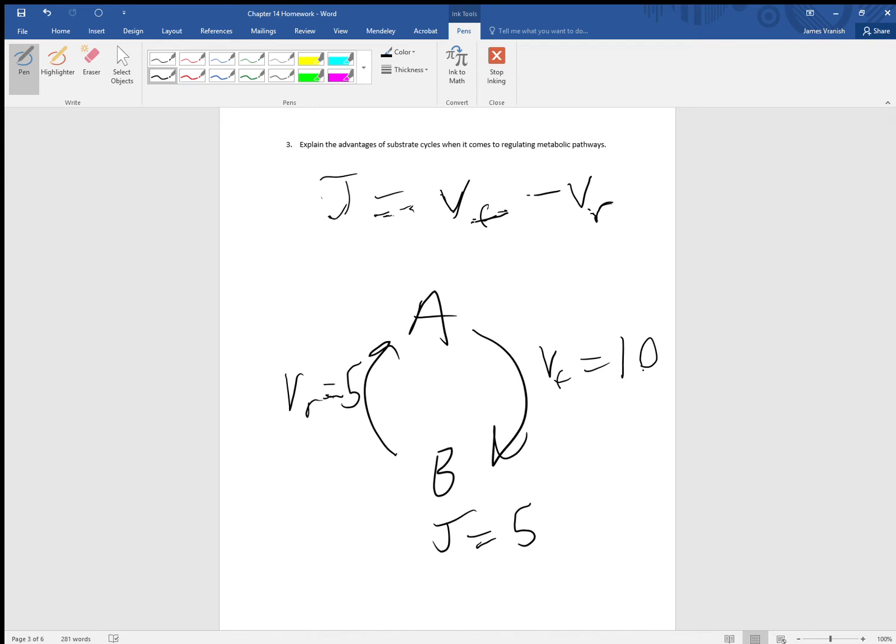Now, if I didn't have the substrate cycle and I wanted to regulate the conversion of A to B, I could change the forward velocity by 2. So let's just say I decrease this by a factor of 2, so I'm going to divide by 2. And so I could get a change in that forward velocity of that twofold factor. Similarly, I could do the same with the reverse. Let's say I'm going to instead now multiply this one by 2.